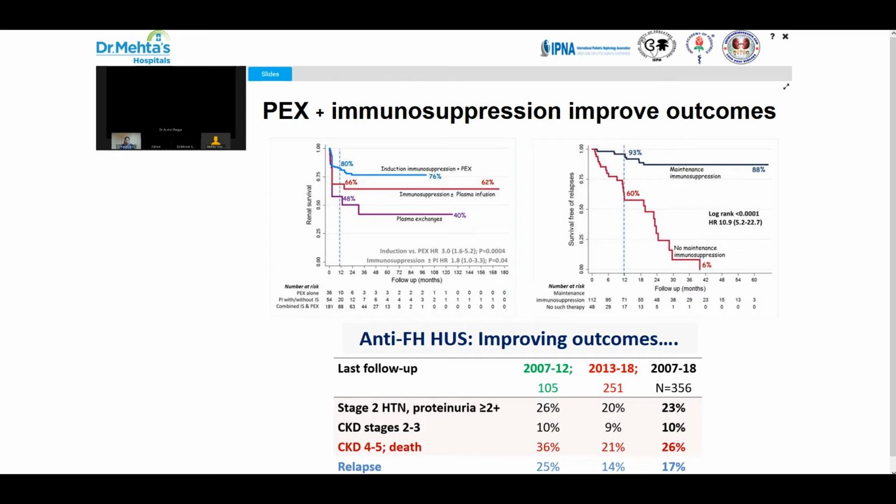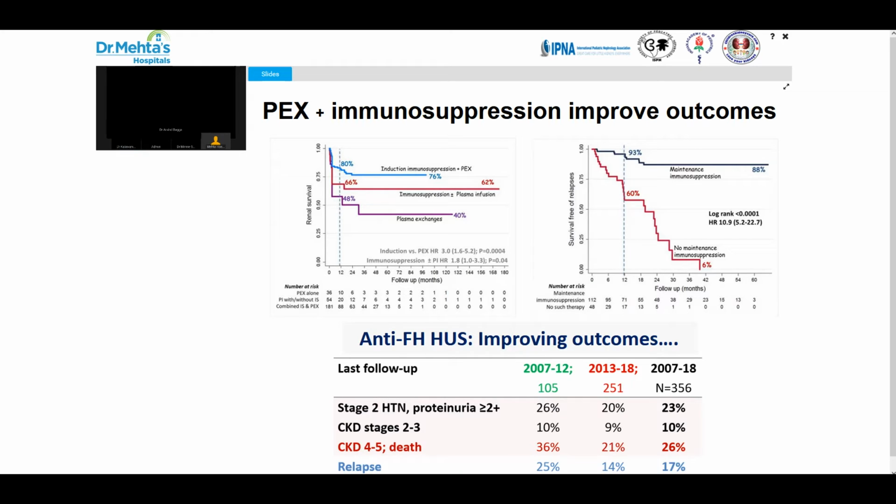And this is on a reasonably large number of subjects. The right Kaplan-Meier shows that continuation of immunosuppression does prevent relapses. As you can see, patients who received maintenance immunosuppression over the next 5 years clearly had fewer relapses than the ones who were not receiving immunosuppression.